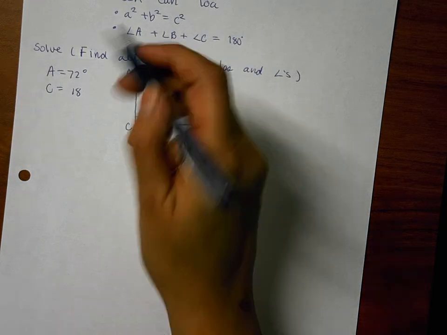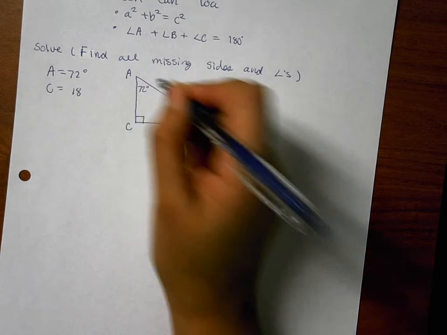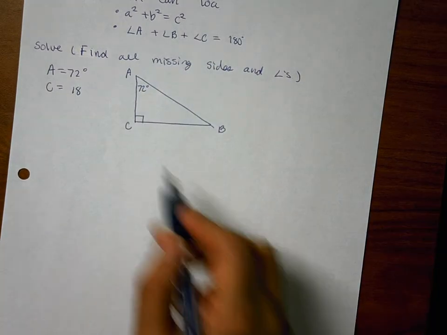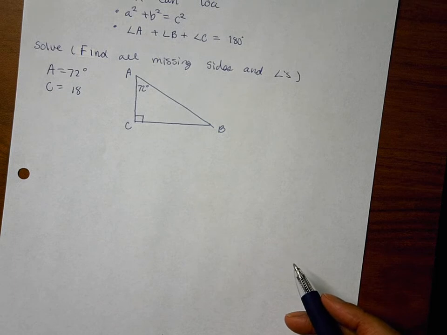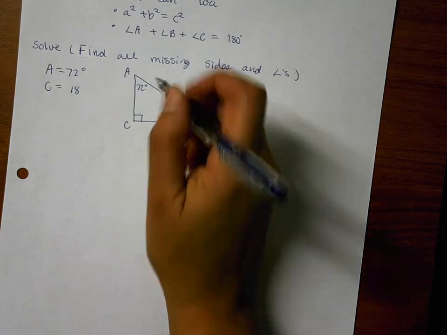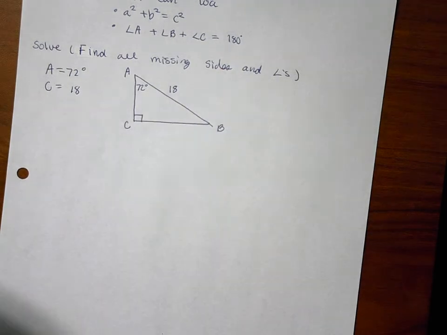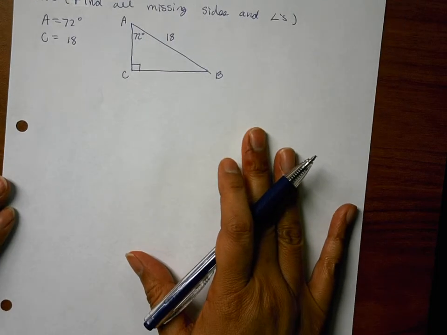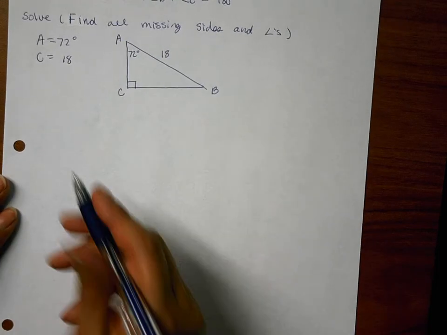All right, label the picture. Angle A is 72 degrees. Side C is 18. Where is side C? Is that AB, CB, or AC? Side C is opposite angle C, so it is AB, which is also called the what? Hypotenuse.